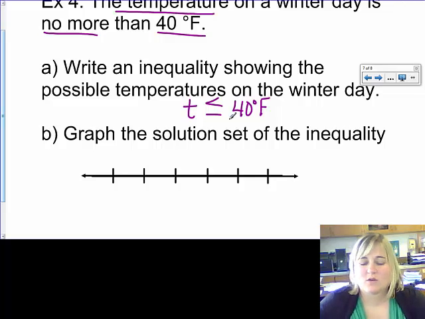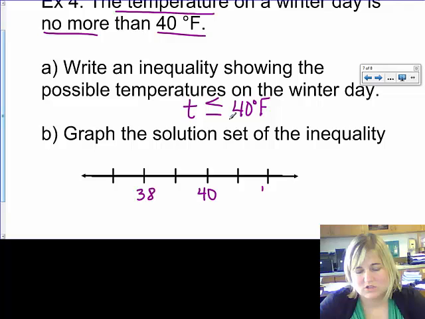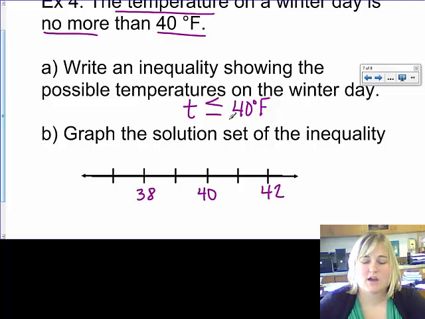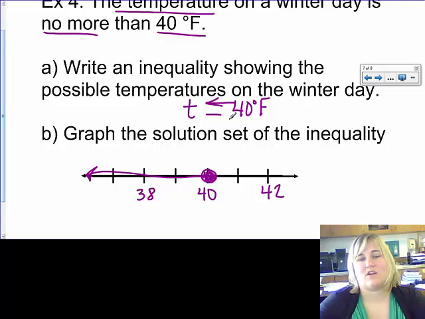Graph the solution set of the inequality. I'm just going to show 38, 39, 40, 41, 42. And the point that I'm talking about is at 40. I'm going to make my point. I see it has the equal to, so I'm going to shade it in. Okay, and it's pointing my arrow to the left. My arrow goes to the left, and I shade that direction.